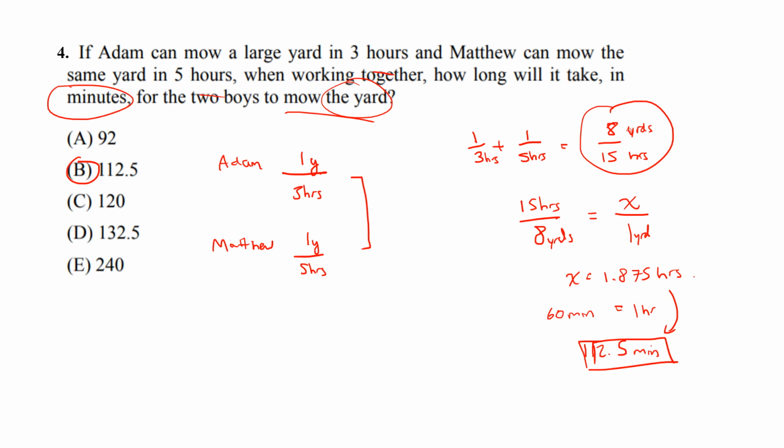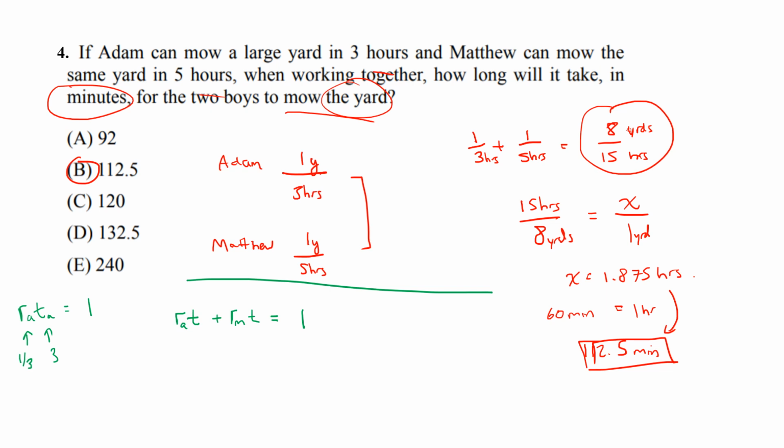There's another way to look at this in a more equation type form. Okay, so let's do that very quickly here. We can say the rate of Adam times T, the amount of time they work to mow the yard, plus the rate of Matthew times the time they use to mow the yard should equal 1 yard, right? And that's because what we did before, when we said the rate of Adam, which was 1/3 of a yard in an hour, times 3, that gets us 1, right? Because it takes him 3 hours to do 1 yard.